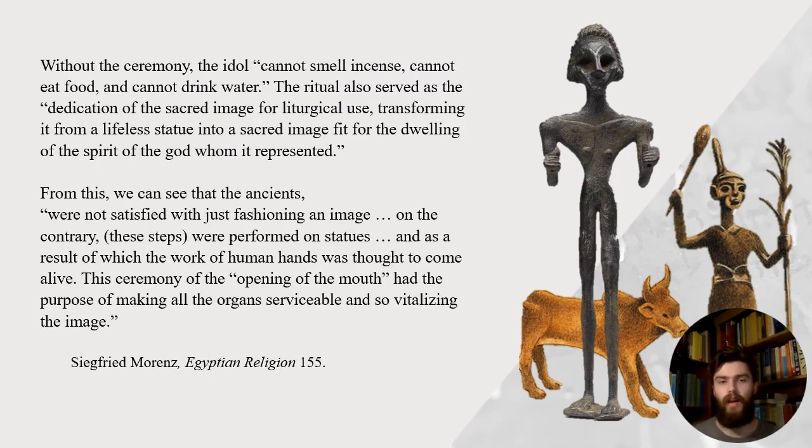Without the ceremony, the idol, like we read, cannot smell incense, cannot eat food, and cannot drink water. And the ritual then serves as a dedication of the sacred image for liturgical purposes, which transforms it from a lifeless statue into a sacred image fit for the dwelling of the spirit of the god whom it represented. And so from this, we can see that when the ancients made idols, they weren't just fashioning physical images. They weren't satisfied with just fashioning an image, but instead they performed these rites and steps on a statue so as to make the work of the human hands become alive, become divine.